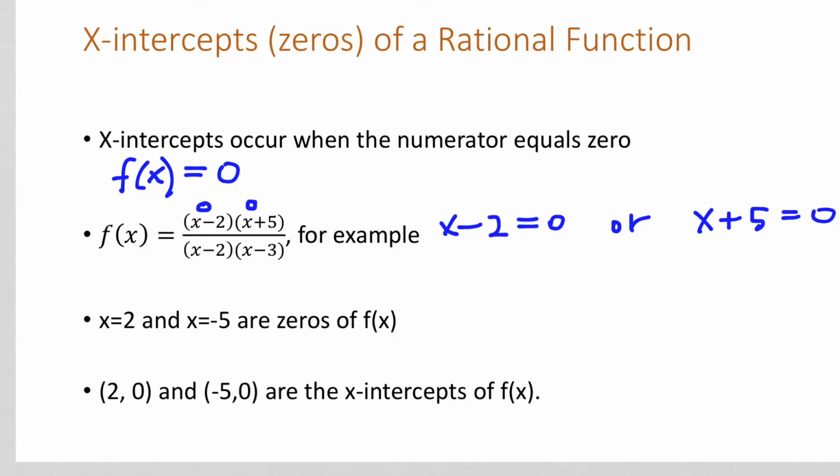0 divided by any number is always 0. So for the first factor, x minus 2 to equal 0, x would be 2. And for the second factor, x plus 5 to equal 0, x would equal negative 5. So we say x is equal to 2 and x is equal to negative 5 are the zeros of the function f of x, and the points (2, 0) and (-5, 0) are the x-intercepts of f of x.